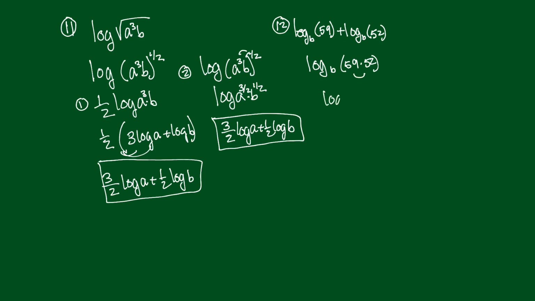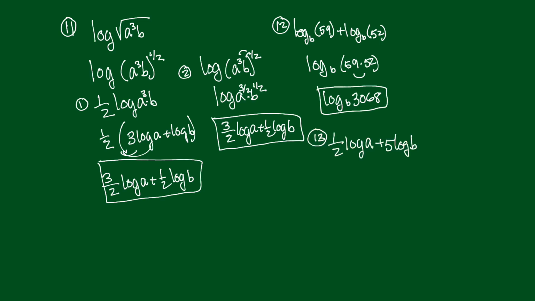So I'll get the log base b. Now I'm going to use my calculator because I didn't memorize my multiplication tables up to 59. So 59 times 52 is 3068. So I've written that sum as a single logarithm.